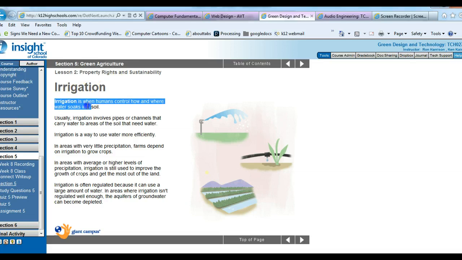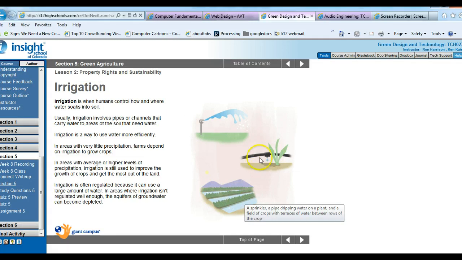Irrigation, that is, moving the water to where you want it to be. So of course it can be used in canals, in pipes. It can be used as a sprinkler system. And of course, irrigation is the way that you get water to water crops when water isn't there naturally.